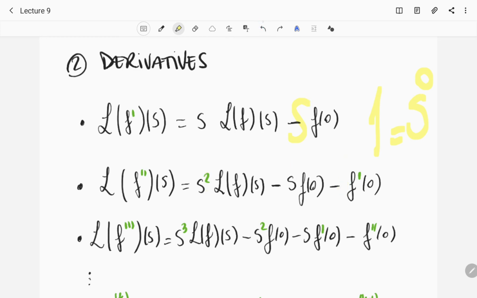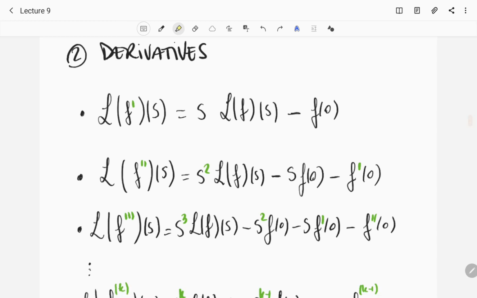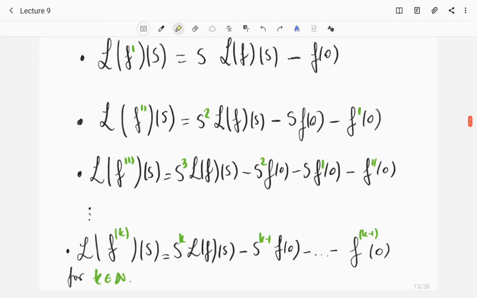Okay, as you can imagine, what's going on for the third derivative? When we have the third derivative, we have s to the power 3 next to the Laplace transform of f, and this polynomial, which is s to the power 0 next to the second derivative of f at 0, s to the power 1 next to the first derivative of f at 0, s to the power 2 next to f at 0, and so on and so on. And all these formulas can be proved by integration by parts.